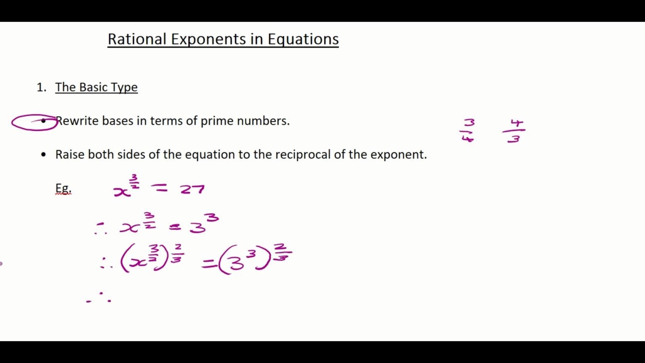Okay, let's get rid of the brackets. I'll be left with x on the left-hand side is equal to, and we've got a power raised to a power, which means we multiply the two exponents. That's going to leave us with 3 to the power of 2, and 3 to the power of 2 is equal to 9. And that's your solution.